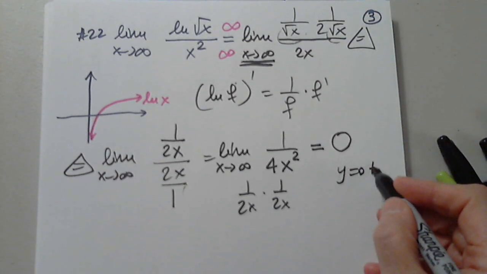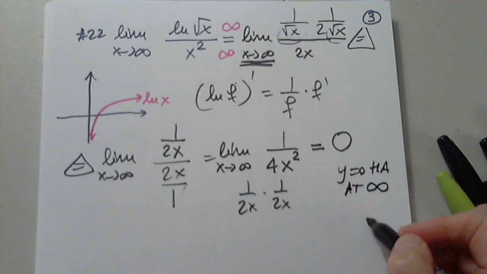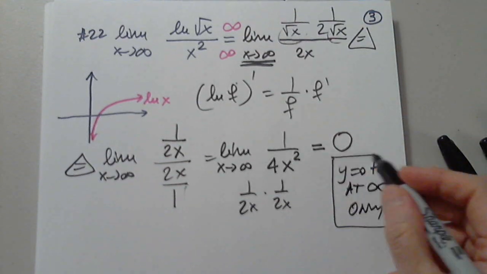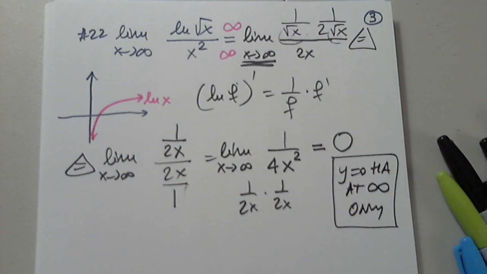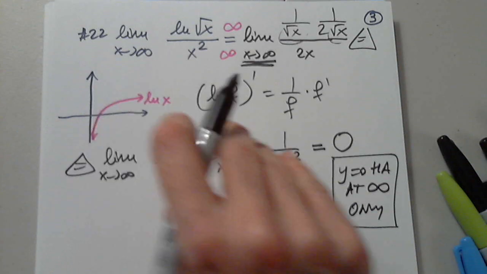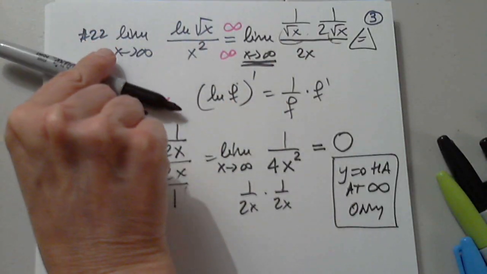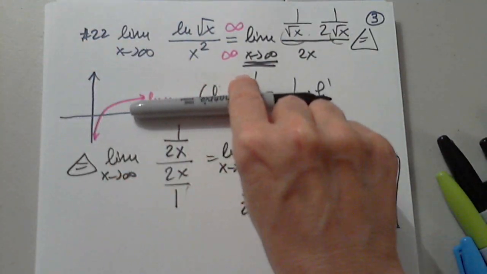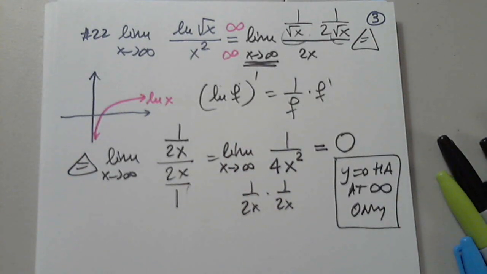Means y equals 0 is a horizontal asymptote at infinity only. So as x approaches infinity, the function gets closer and closer to 0, which means y equals 0 is a horizontal asymptote. Any questions, anyone? Okay, let's see if we want anything else before we move on to other types of problems.